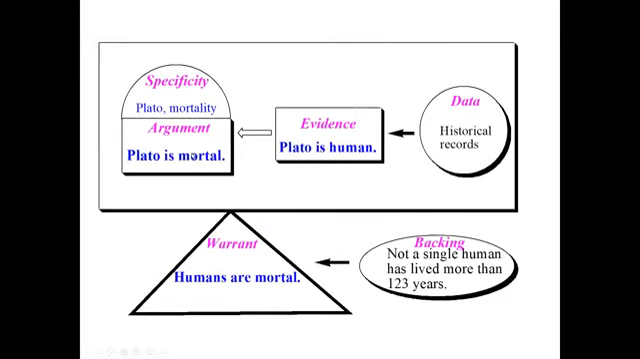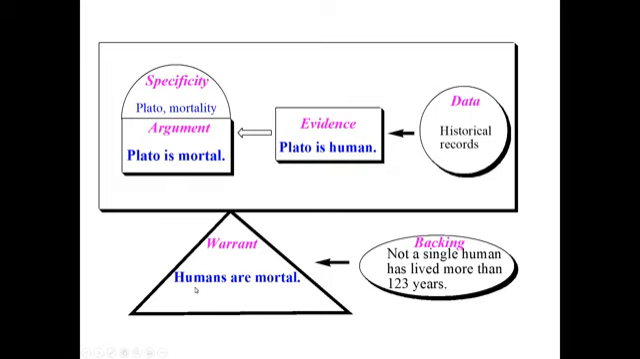Okay, look at this. Now we have an example to fill in this structure. Argument: Plato is mortal. Evidence: Plato is human. How do we know? We have historical data like Plato's books and memoirs about Plato, writings about Plato. So it's definitely true that Plato is human. And the specificity in this argument is about Plato the philosopher, not Plato your dog, and Plato's mortality.